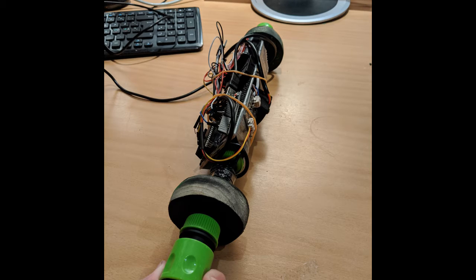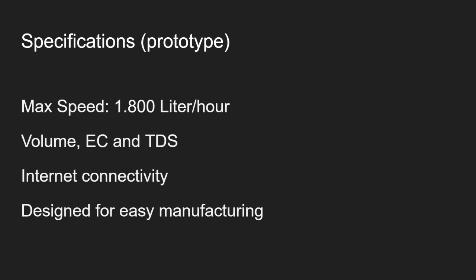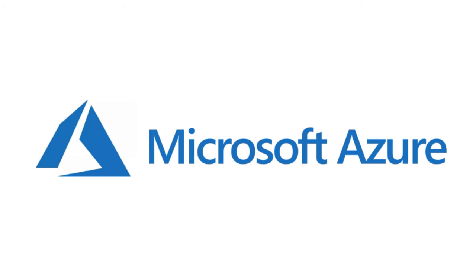In this prototype I've developed, it's actually fitted into a small section of a pipe. It's very low cost. It measures flow rates of up to 1800 liters an hour. It measures volume supplied, the electrical conductivity or salinity in the water, and it estimates the TDS value to check for genuine pollution in the water. It's a low-cost IoT device and uses Microsoft Azure technology to display values from devices anywhere in the world. Now I think this is already forming into a new product line where it could be sold separately.